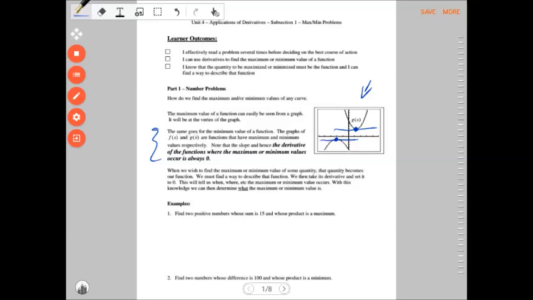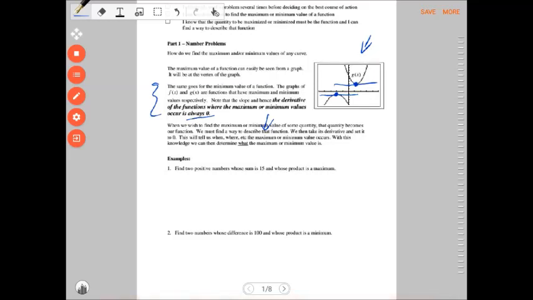The graphs of f of x and g of x are functions that have maximum and minimum values. Note that the slope, and hence the derivative, at a max or min is always 0. When we want to find the max or min, the quantity becomes our function. Then we find the equation of that function, take its derivative, and set it equal to 0. This will tell us where the maximum and minimum values occur. With this knowledge, we can determine what the maximum or minimum value is. We find the x, then we can find the y coordinate. So let's have a look at some of these.